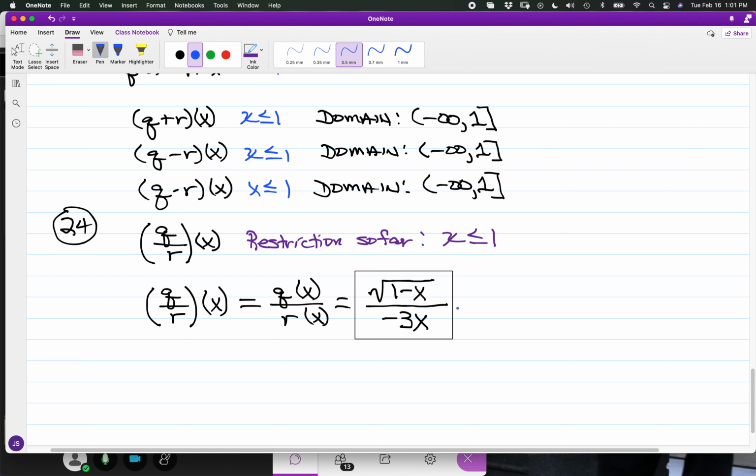For the square root of 1 minus x to be defined, x must be less than or equal to 1. But there's an added twist, because R of x in its own terms does not have a restriction. With the quotient function, though, R of x is situated in the denominator, and guess what? We now have that negative 3x cannot be equal to 0. So if negative 3 times x cannot be 0, then x cannot be equal to 0.